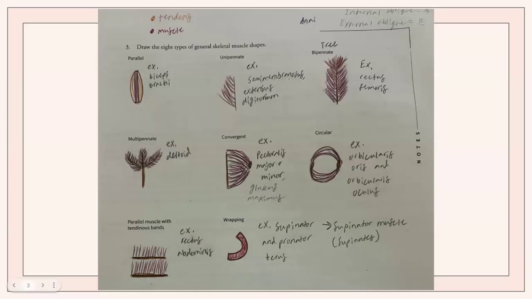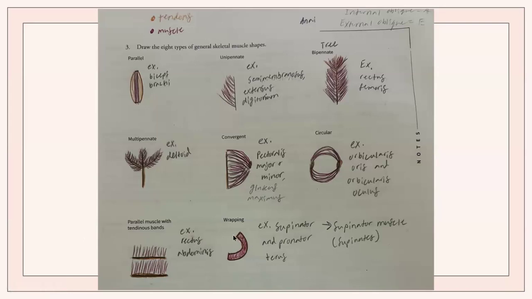Next, parallel muscles with tendinous bands. So these two horizontal lines over here, these are your tendinous bands. And then all of the muscle fibers that are going vertically, this is your parallel muscle. So an example of where you could find this is in your abs, aka your rectus abdominis.